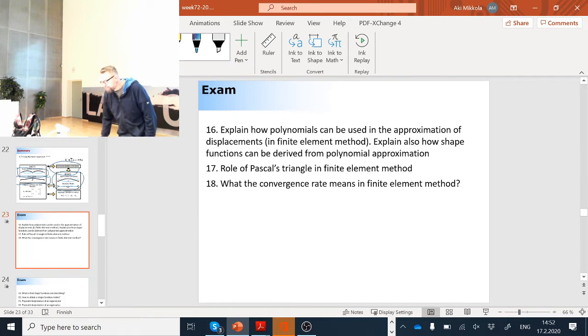Questions? Well, look at the question. Explain how polynomials can be used in the approximation of displacement in finite element method. This would be a high temptation to ask. Pascal's triangle is here already. Convergence, remember, is related to how many nodal degrees of freedom you're using to get an acceptable solution.